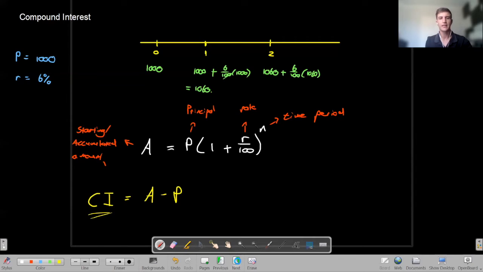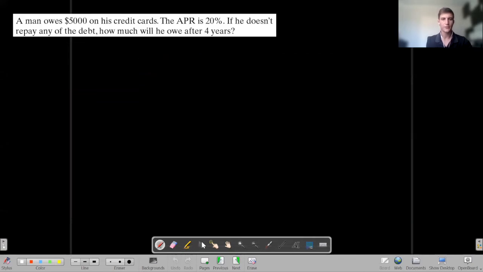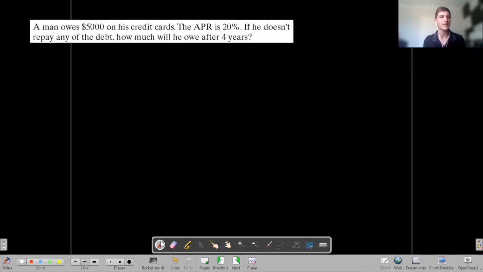Great stuff. Let's do an example. So, a man owes $5,000 on his credit cards. The annual rate is 20%. I think this is annual. I'm not sure what the P is for, but APR is 20%, an annual rate of 20%. If he doesn't repay any of the debt, how much will he owe after 4 years? Normally credit cards are actually calculated monthly, but because they tell me that it's annually, we're going to calculate it according to the years that he's owing.